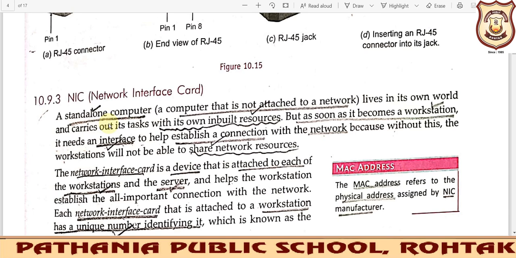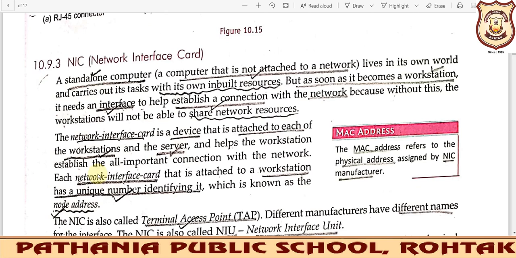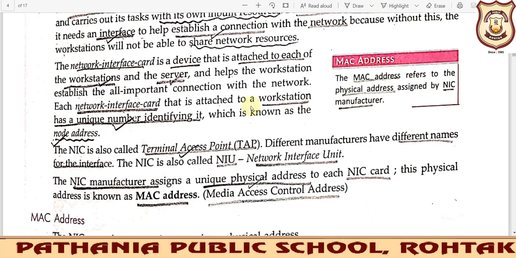For that purpose we use the network interface card. As the name itself suggests, it creates an interface of the computer with the network. Every NIC is attached to a workstation and it has a unique identification number, and this unique identification number of the NIC is known as the MAC address.